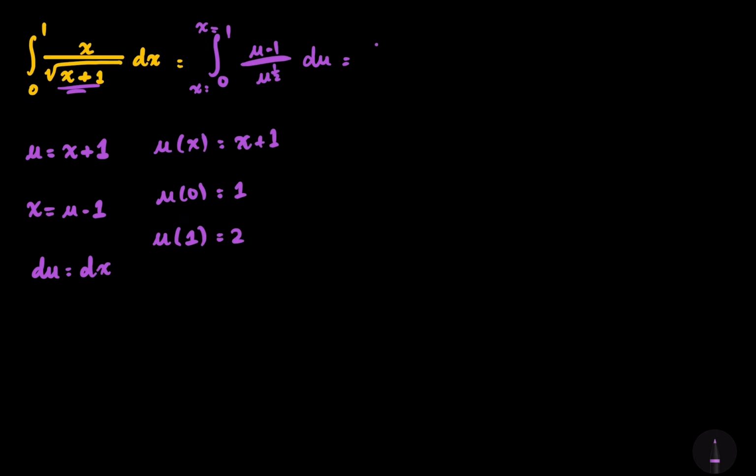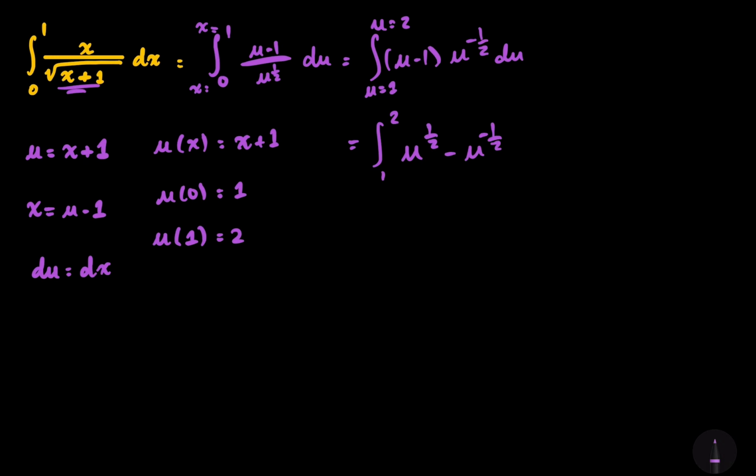So this becomes now the integral from u is equal to 1 to u is equal to 2 of u minus 1 times u to the negative 1/2, I just brought that up, du. And so now we can just continue and evaluate this like we would any other normal integral. We can expand this out, so this is the integral from 1 to 2 of u to the 1/2 minus u to the negative 1/2 du, and then you would just continue evaluating it as you would any other definite integral, describing it in terms of u.